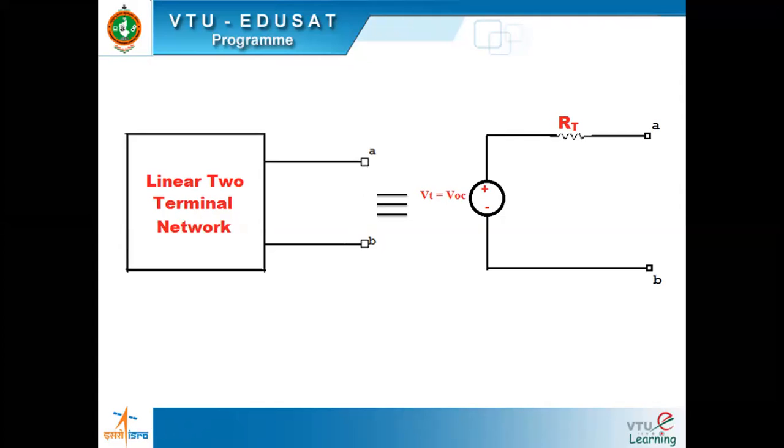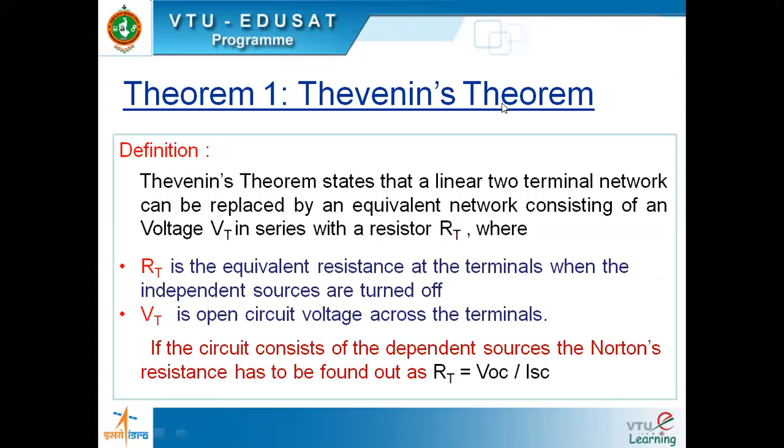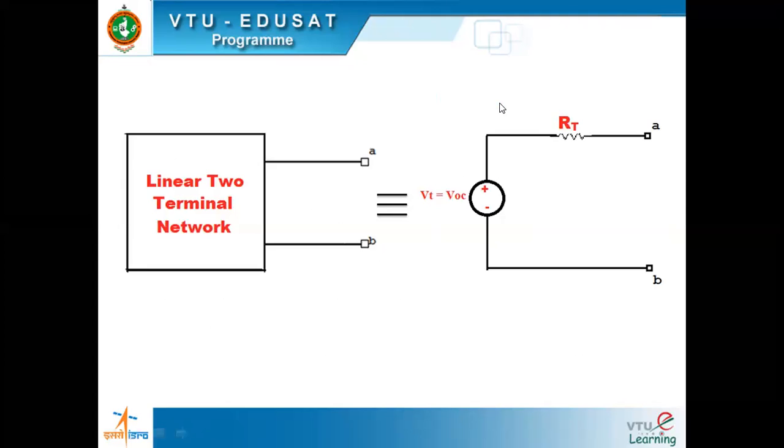Everybody understand that point? So what is Thevenin's theorem telling you? It very clearly tells you that any linear two-terminal network can be replaced by just a resistor in series with a voltage source, where this voltage source is the voltage that we find across the open circuit terminals. And Rt, how do you find out Rt?